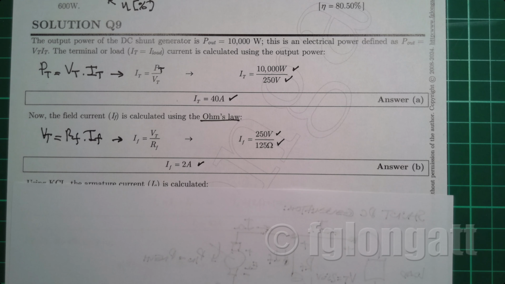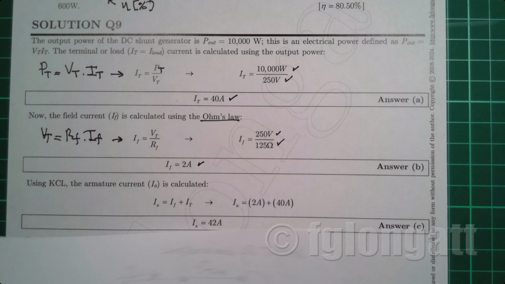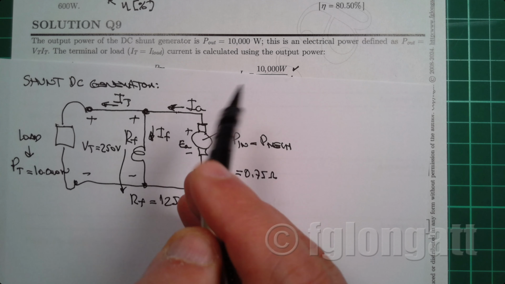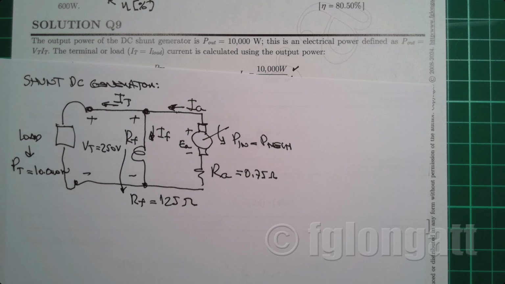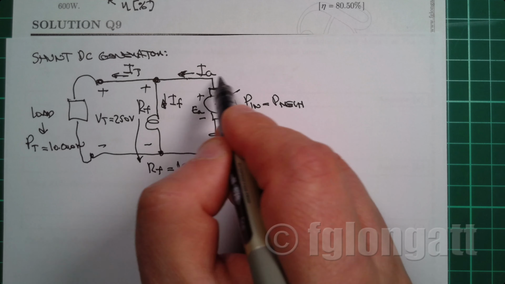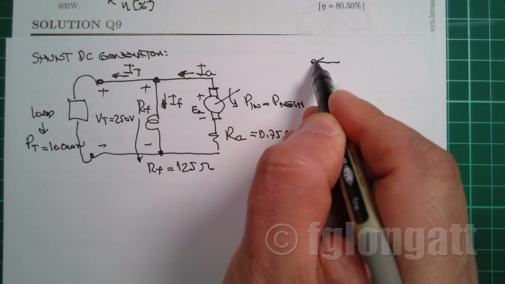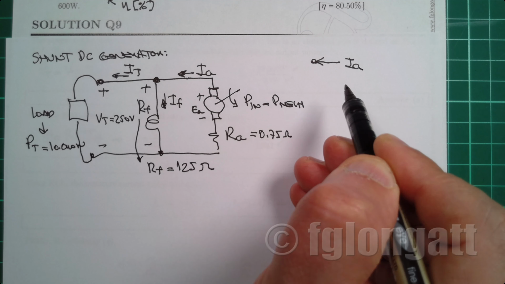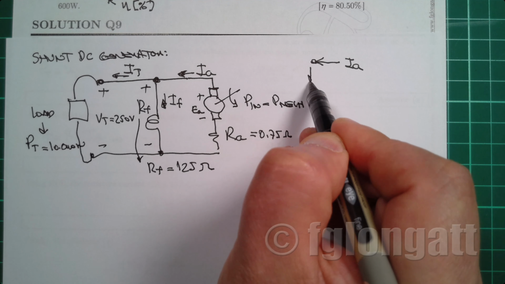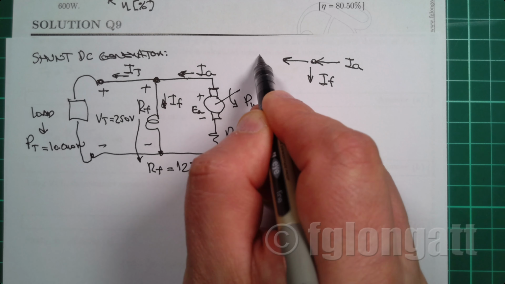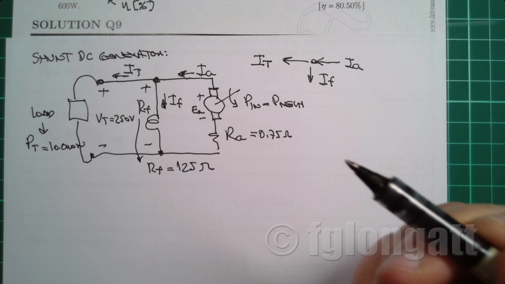But the next question is quite exciting because it is related to this current over here, and this is the armature current. And for the armature current, every one of my students can see that on the right-hand side we have the armature current. Then we have here the field winding current. And finally, we have the terminal current.